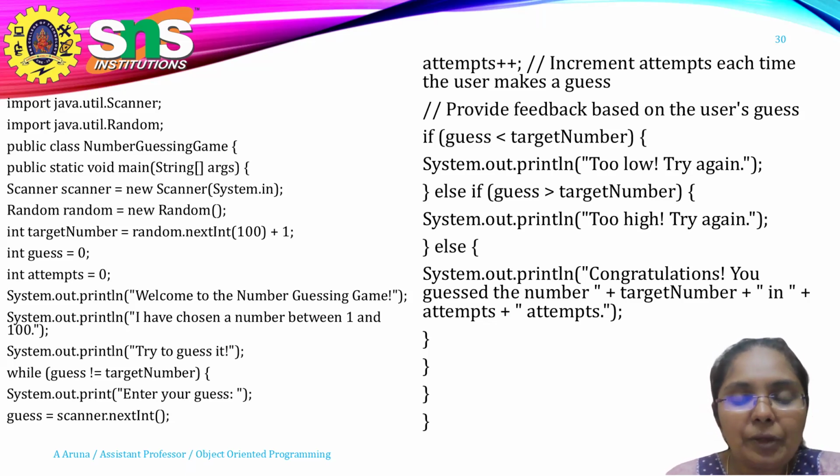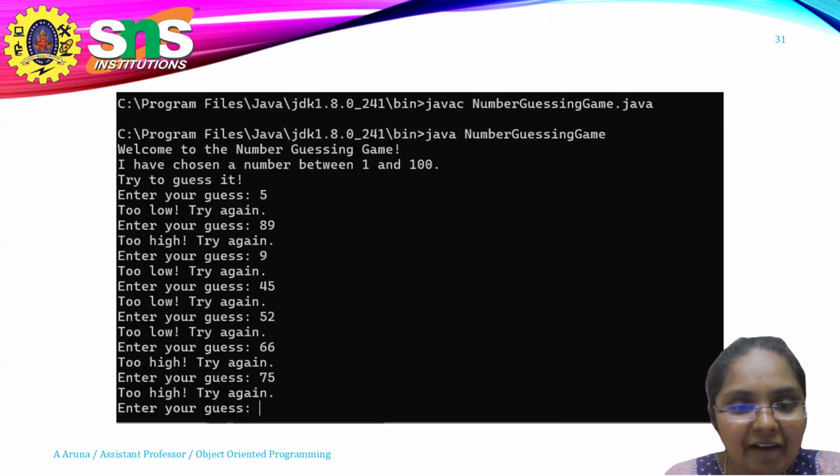So this is how it is executed. Here I have given the range 1 to 100, and I have chosen 5. It said too low. Then I entered the guess 89. It is too high. So this continues until you get the correct output. In that time itself, it can be executed. So we will see the coding, how it is going to be executed.